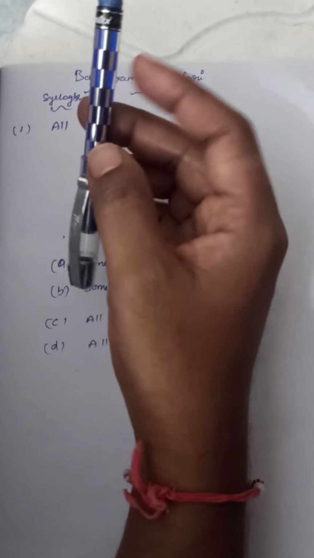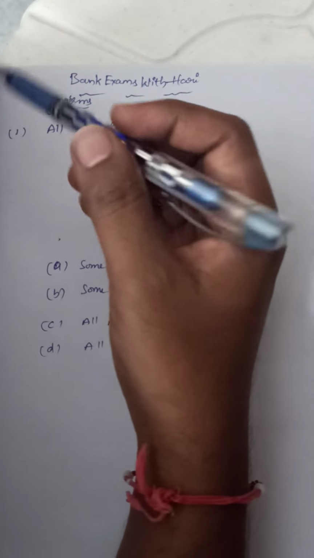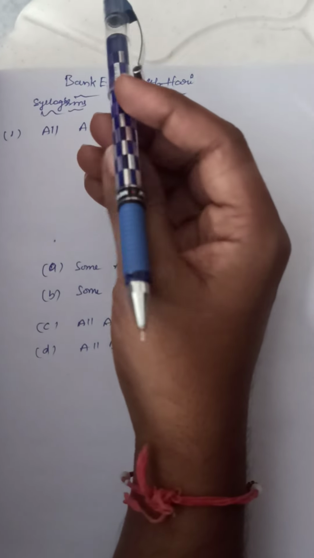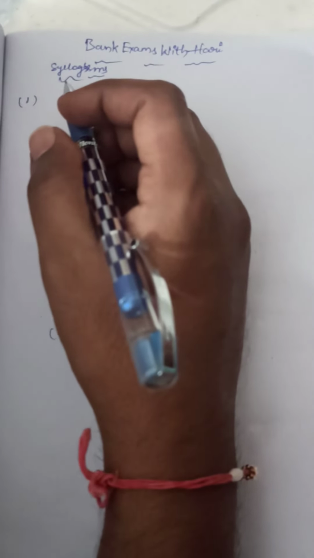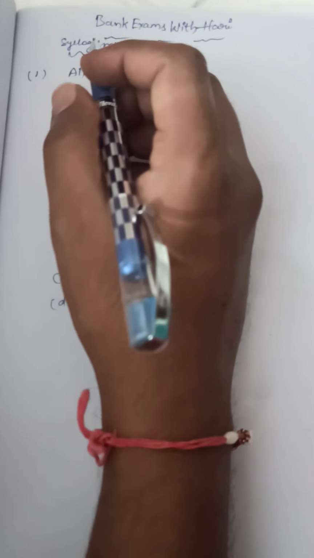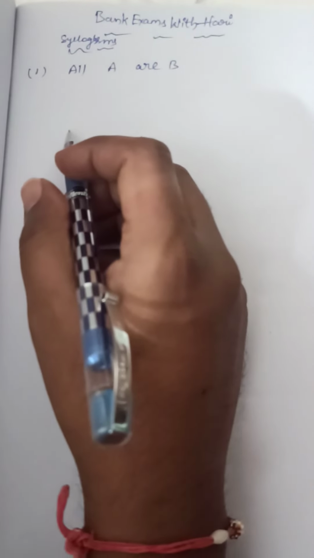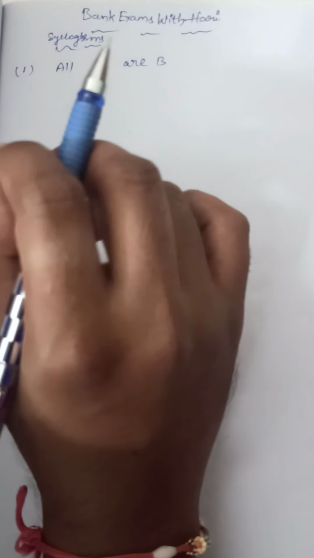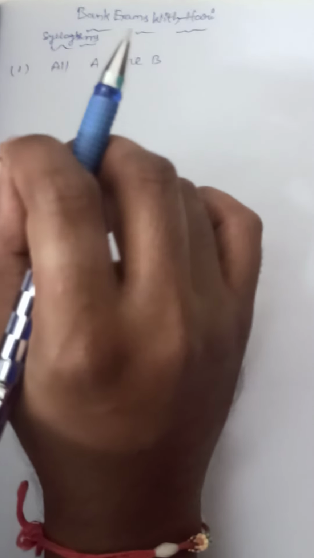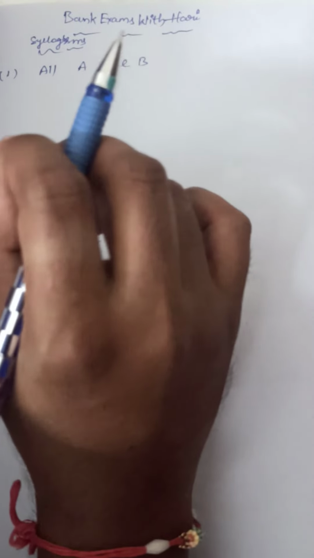Okay friends, today we will discuss syllogisms. It is a very easy topic, easy to understand, and can be solved in less time. So how are questions asked in syllogisms? They give questions containing two or more statements followed by conclusions. You have to find which conclusion is true regarding the given statements.